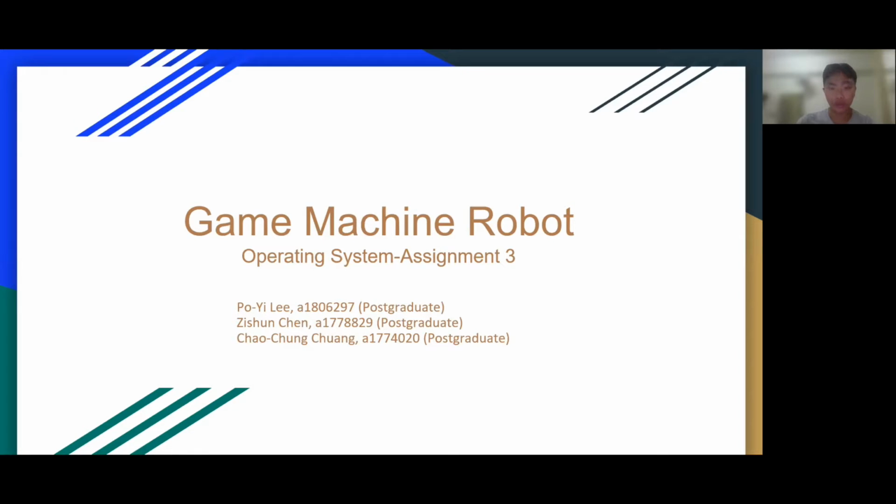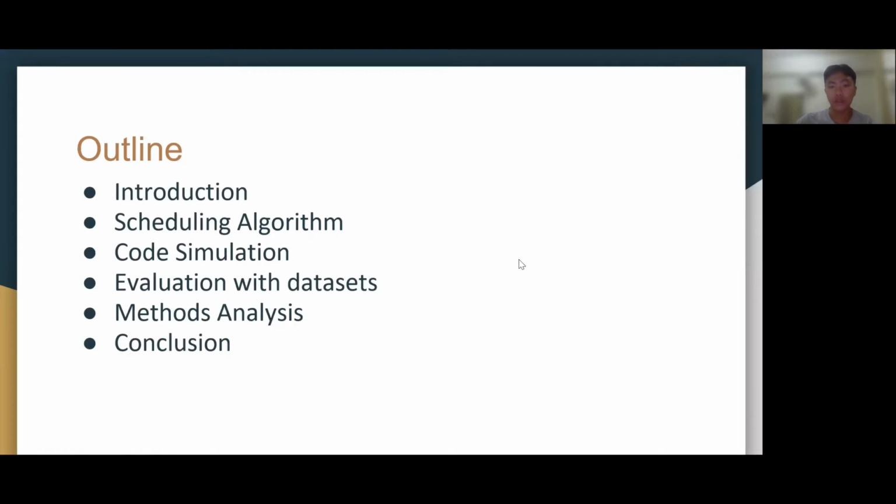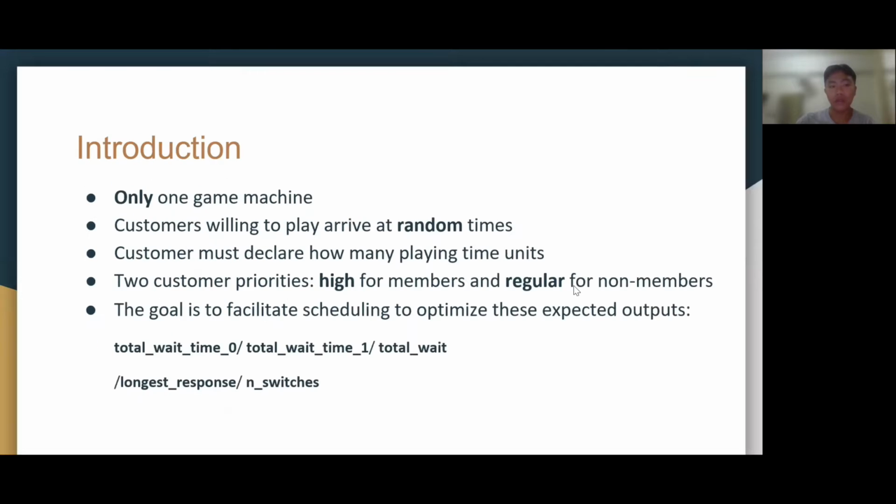Today we are going to introduce our GAN machine robot by implementing our scheduling algorithm. Here's the outline. We have one machine, and the customers, which consist of two priorities, will arrive at the machine at a random time. And our goal is to facilitate scheduling to optimize the expected output.